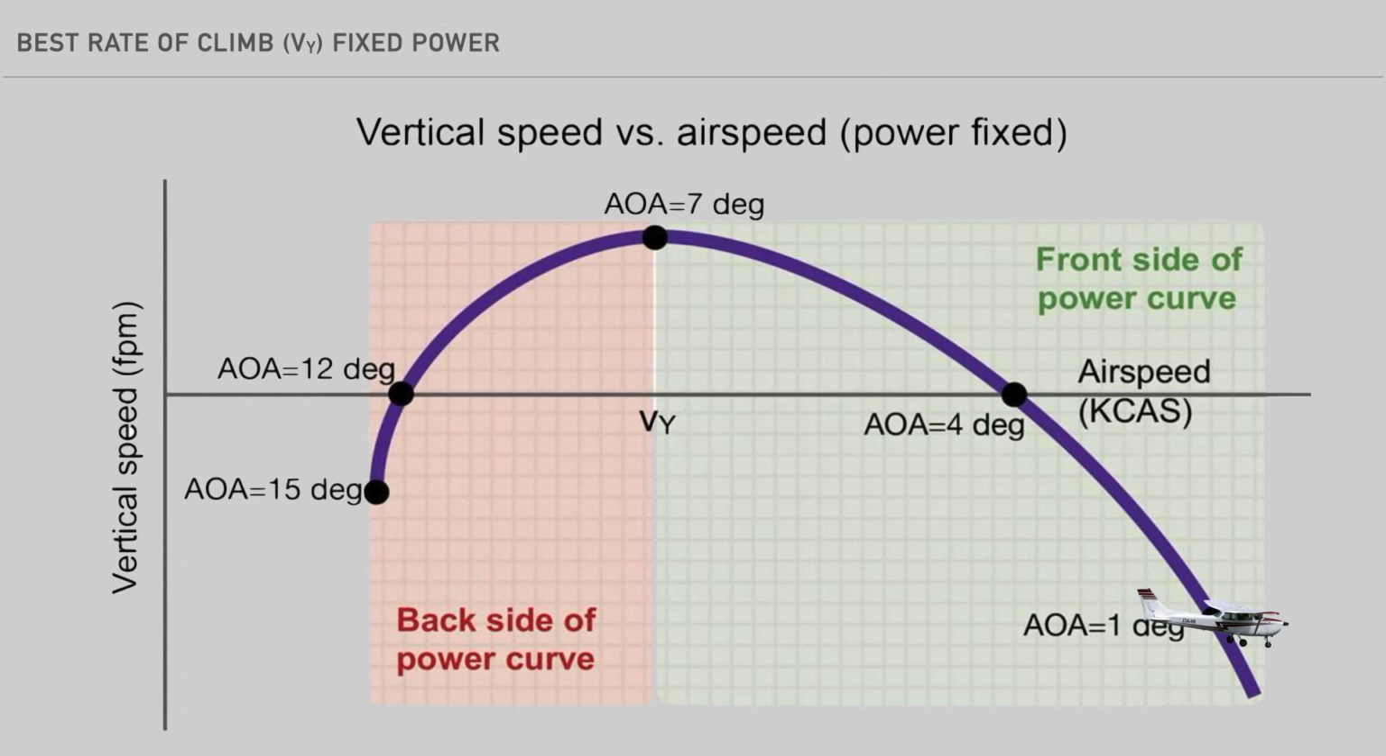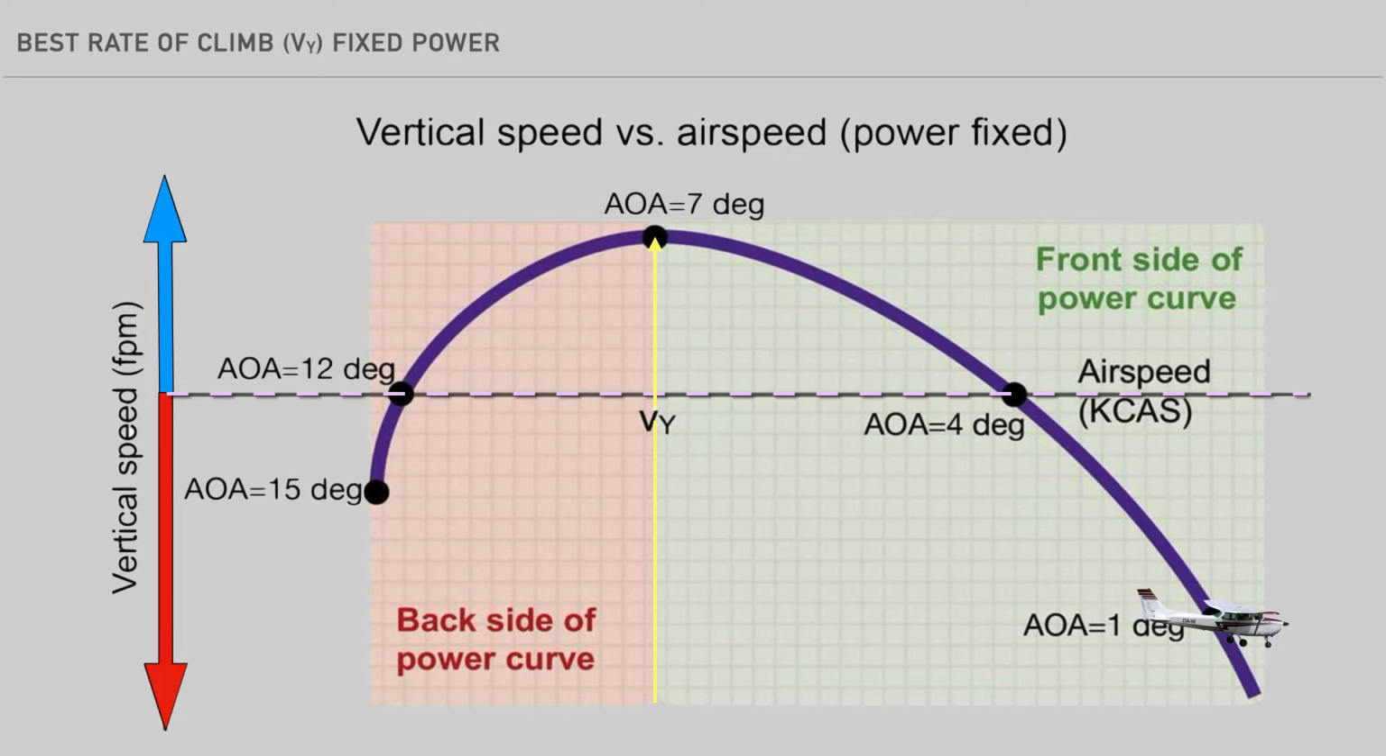This graph illustrates how vertical speed in feet per minute varies with airspeed, or angle of attack, with a fixed power setting. In other words, there is no change in the total energy of the system. The airplane in this particular configuration has a best rate of climb which occurs at an angle of attack of 7 degrees. The dashed horizontal line represents the airspeeds dividing the positive rate of climb and negative rate of climb, in other words, descent.